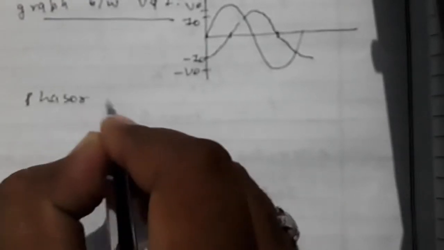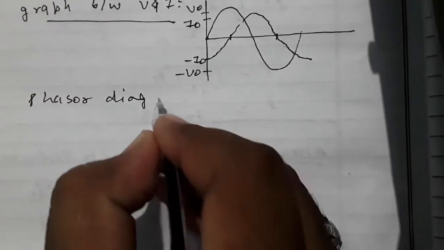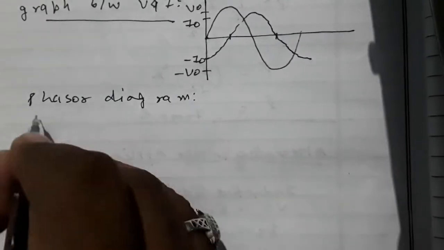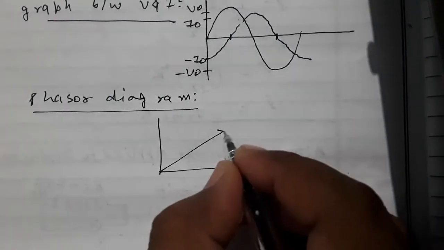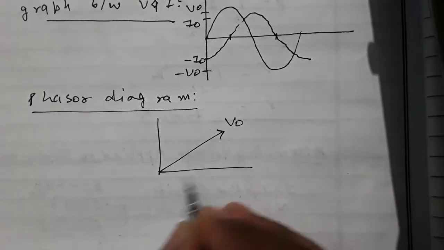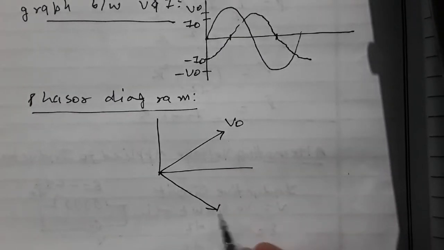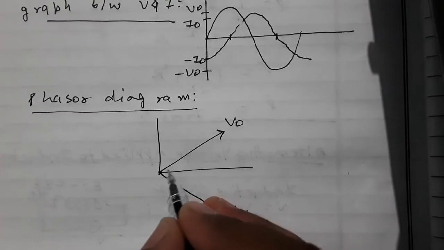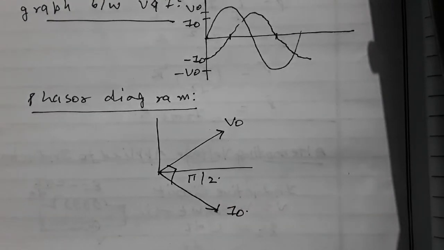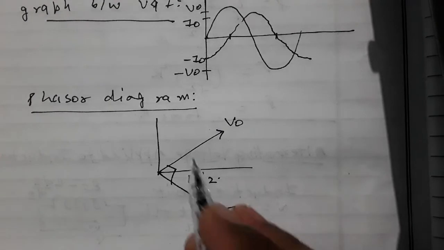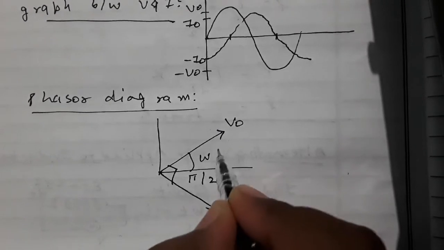Phasor diagram. This is for the voltage V naught. This is for the current. Phase difference is pi by 2. Current lags behind, so it is in the negative coordinate. This is omega t.